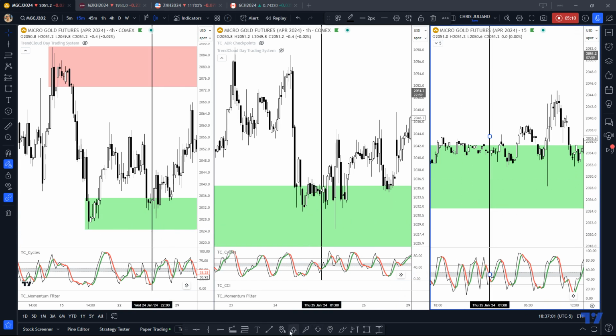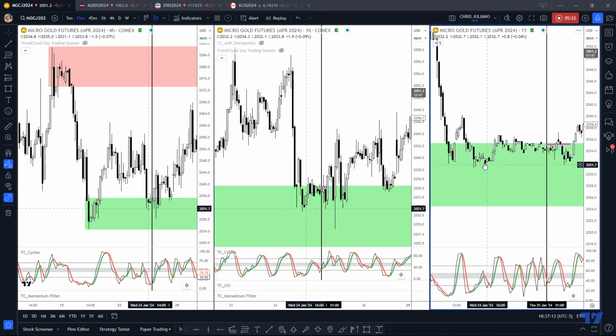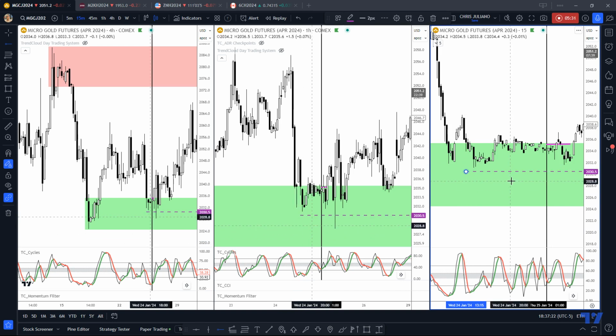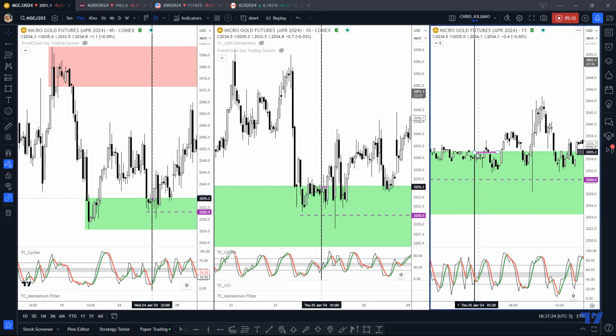So what happens here? Your entry would go right about here, right? And where's the lowest point? The lowest point is right here, right? So let's say you put your stop loss right there, okay? There's your entry. Gets you into the trade, goes sideways, and boom, stops you out, right?